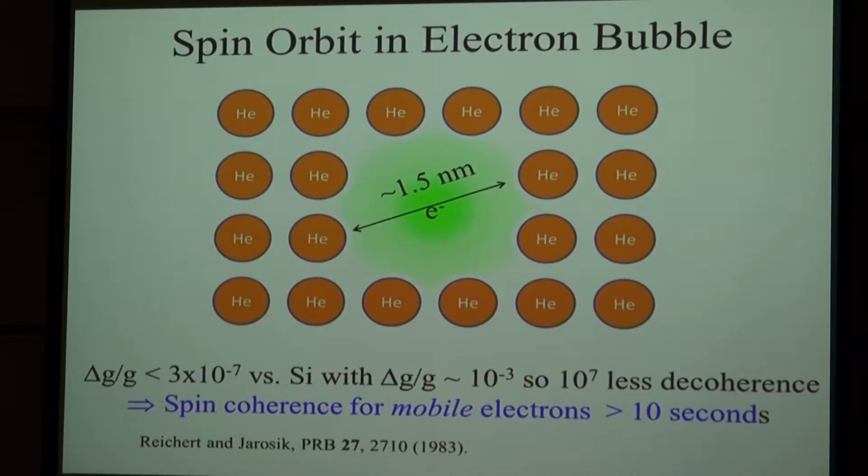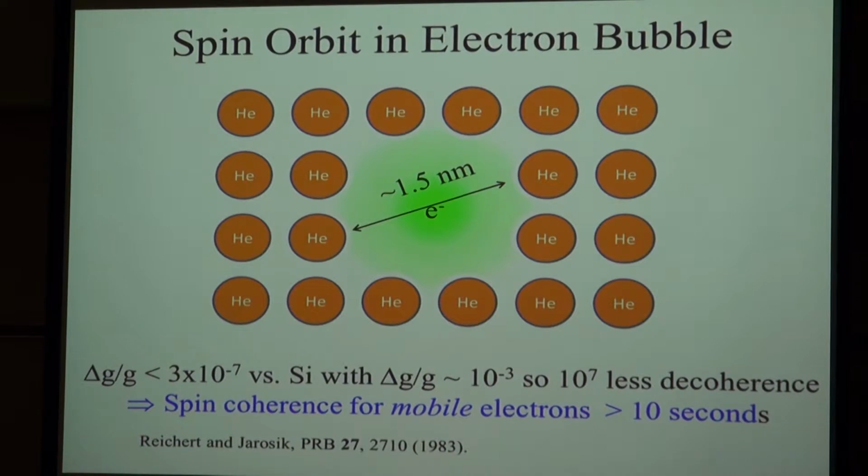And in part, we can. So if you take that electron and you push it really hard, or more easily if you generate the electron inside the helium, you form electron bubbles. So these have all been studied. They're about 15 angstroms across. And now a group, 30 years ago, did some experiments measuring just CW electron spin resonance from electron bubbles.